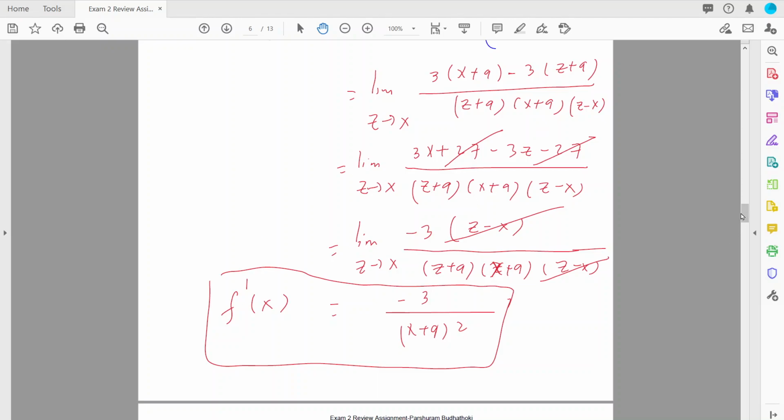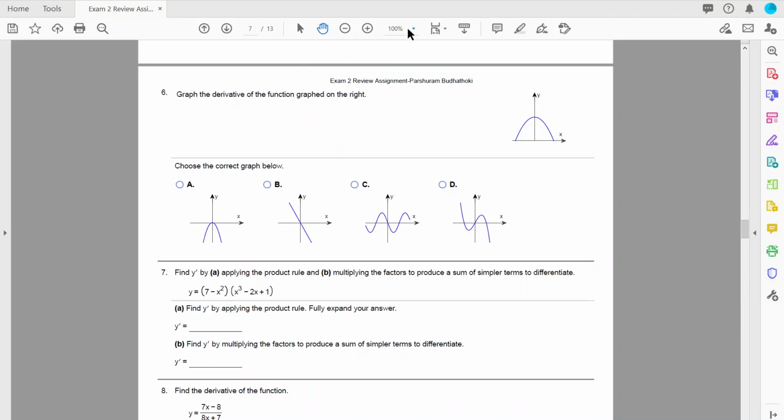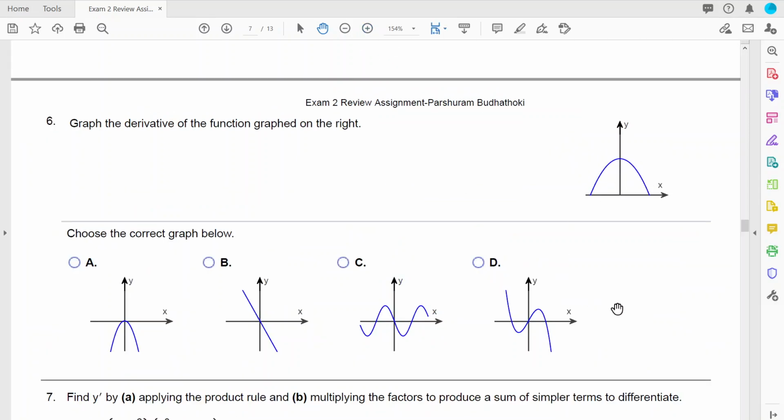Okay, that's problem 5. For problem 6, you can see: graph the derivative of the function graphed on the right. So this is the graph of the function, and we would like to find out which one, out of these four, represents the graph of the derivative of the function. So let's focus on this graph of the function here.